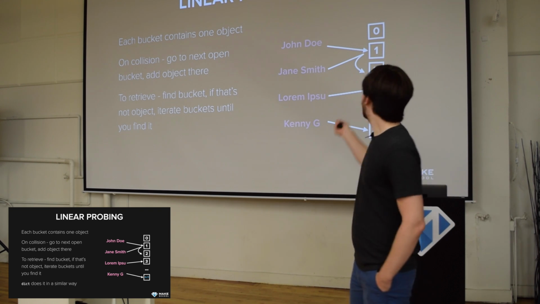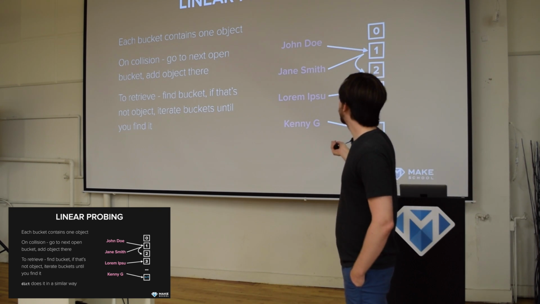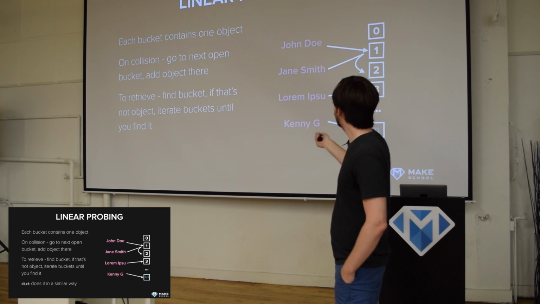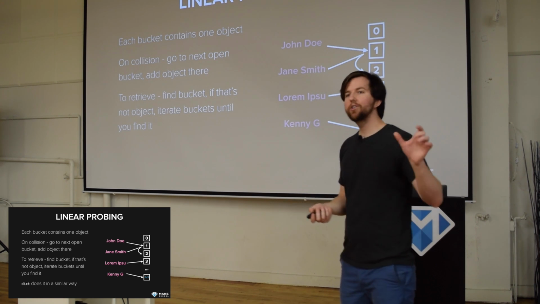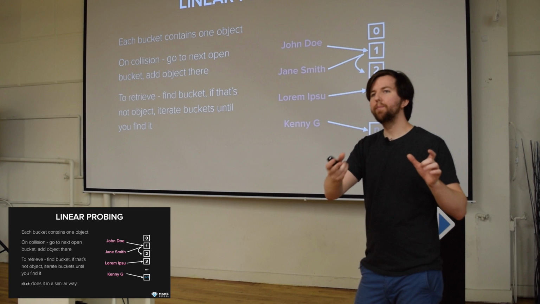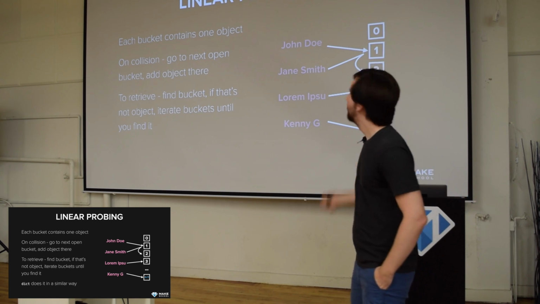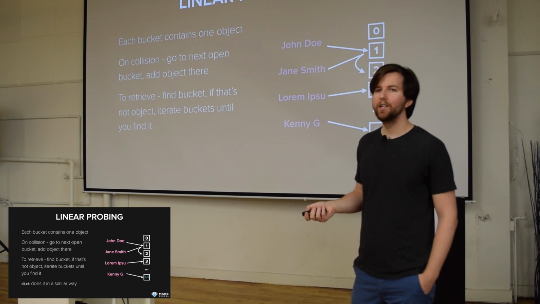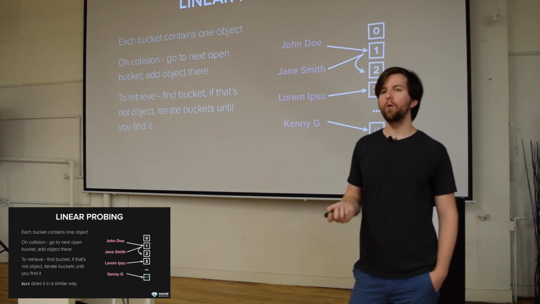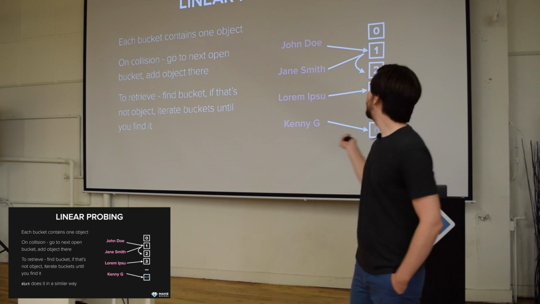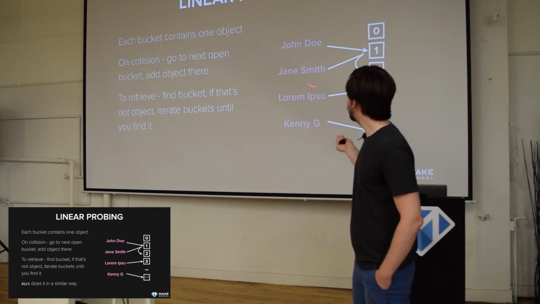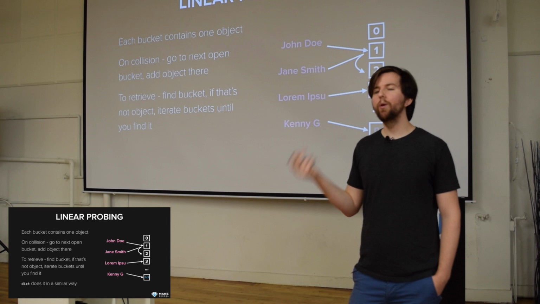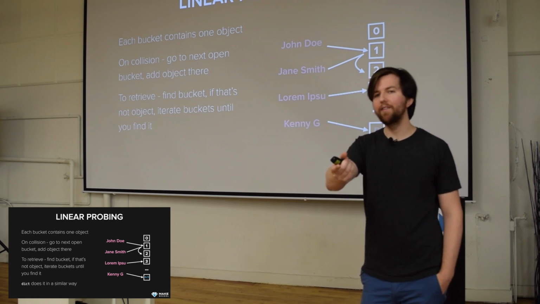So if our hash table looks like this, and we're trying to retrieve Jane Smith, we take the hash of the key Jane Smith, we mod the number of buckets, we get 1, we check bucket 1, and we see that the key saved there is actually John Doe. So we know that the value saved there is not what we're looking for. So then we iterate, we find bucket 2, we see that the key is Jane Smith, we know that we found the right key, so we grab that value out of the bucket, and return it.